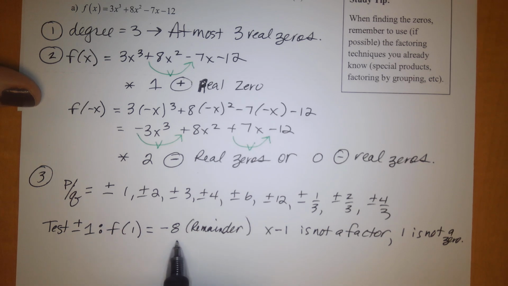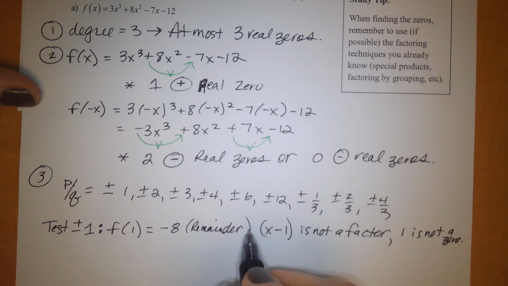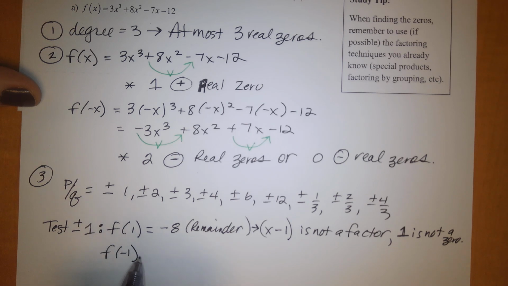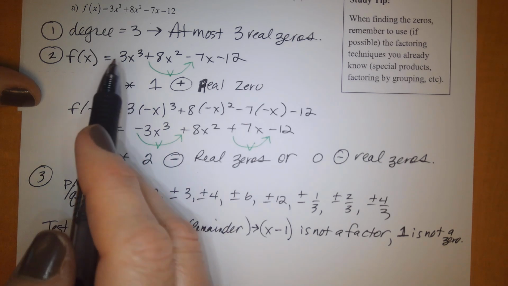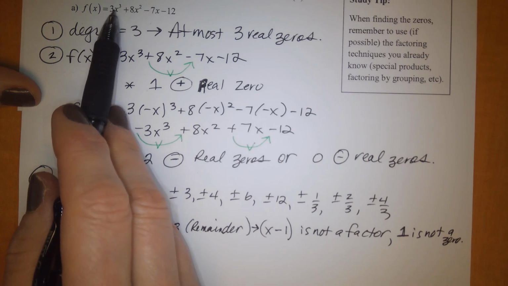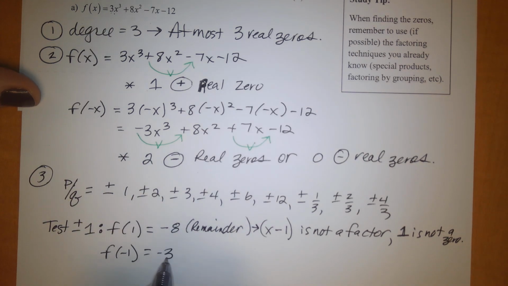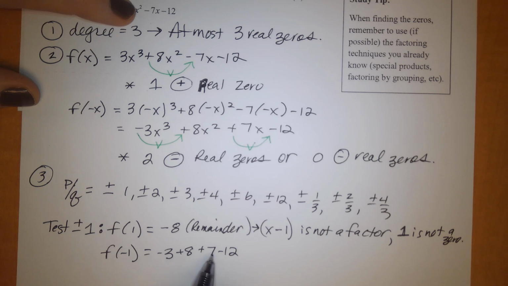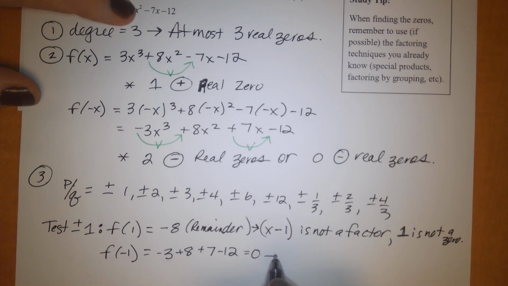So by finding that remainder, you can determine whether something is a factor and whether that actual number is a 0 of the polynomial. So I can now exclude the number 1 from this list. Let's try f of negative 1. If I plug in f of negative 1 here, I get negative 1 times 3, that's negative 3, plus 8, plus 7 minus 12, that's 5, plus 7 is 12 minus 12, oh, that's 0. So I have a 0 remainder.